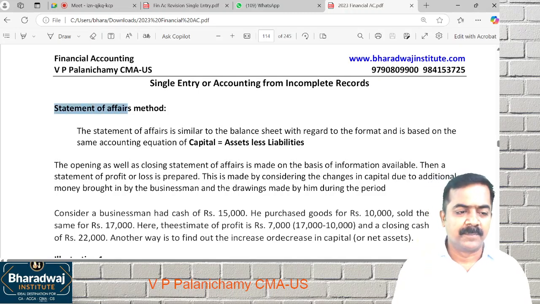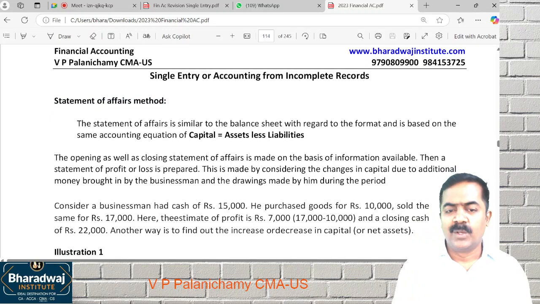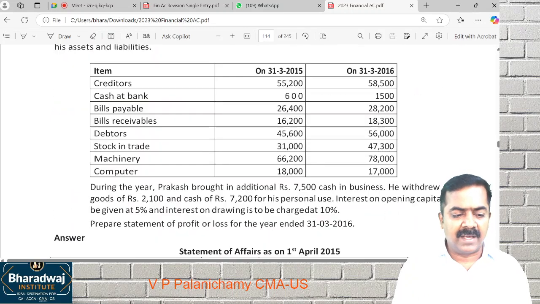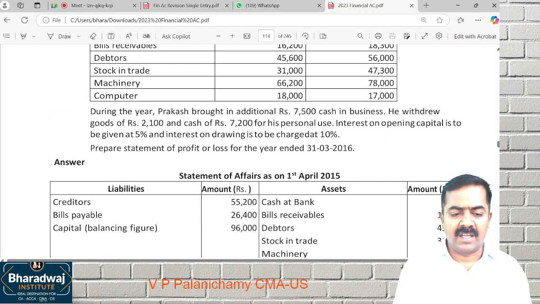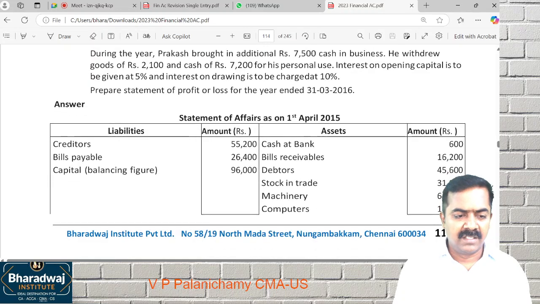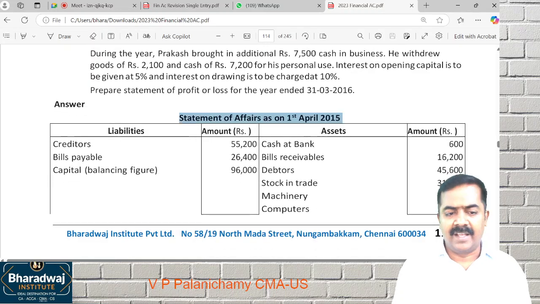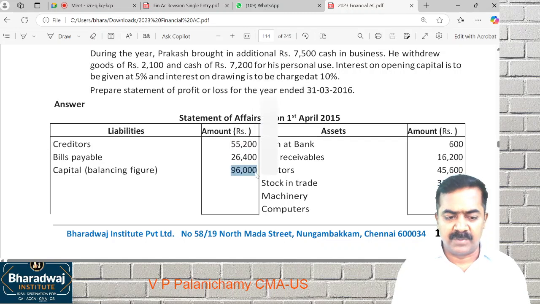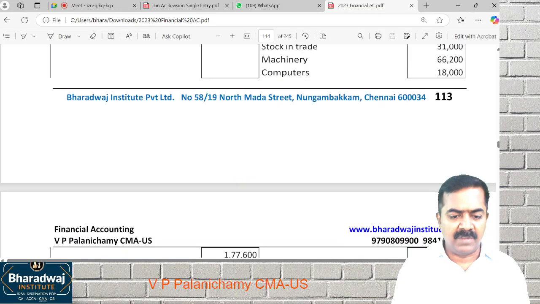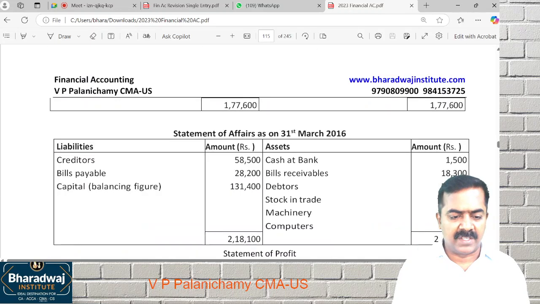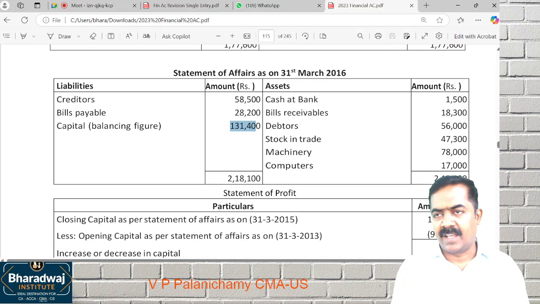One is the statement of affairs method, where we prepare a balance sheet at the beginning of the year and a balance sheet at the end of the year. This is our regular classroom work. The statement of affairs at the beginning of the year is prepared to find out the capital as a balancing figure, nothing but a balance sheet. Then we prepare a statement of affairs at the end of the year to find out the capital at the end of the year.